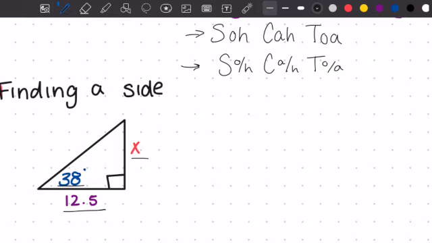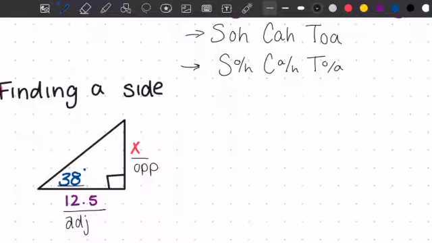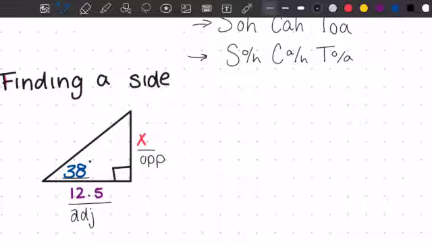So when I'm looking at SOHCAHTOA and my triangle here, what 2 sides do I have present in this triangle? I have my opposite and my adjacent. This side right here is my adjacent, and this side right here is my opposite. So my x is my opposite, and my 12.5 is my adjacent. So which trig function am I using then? SOH, CAH, or TOA? TOA, I'm going to use TOA.